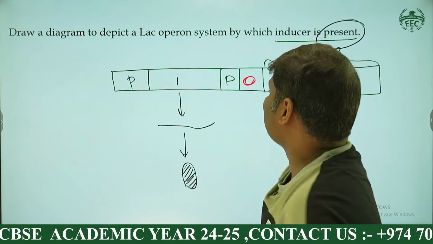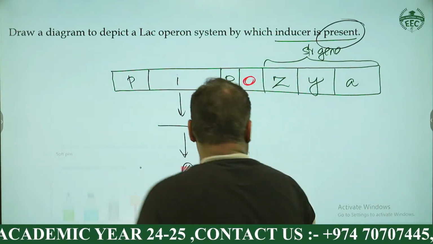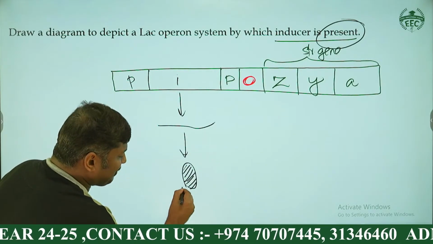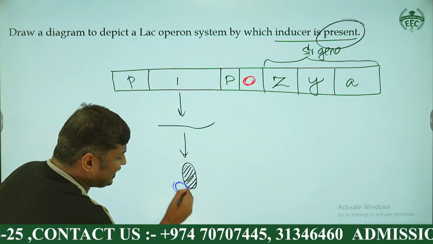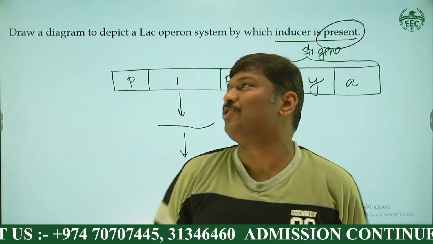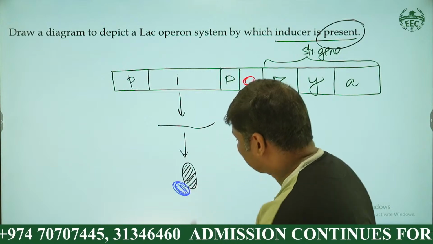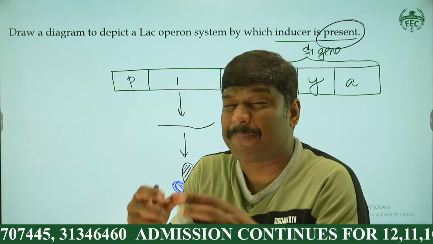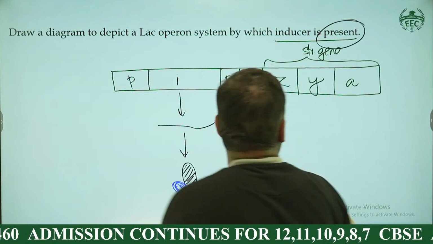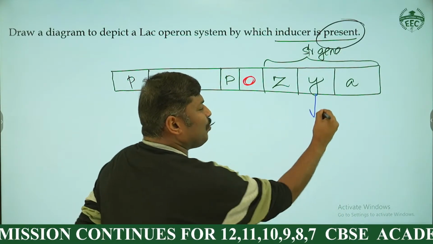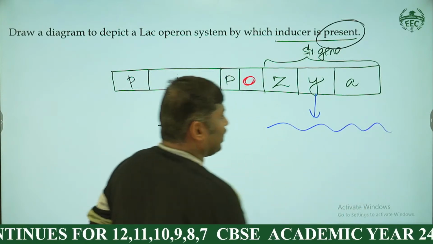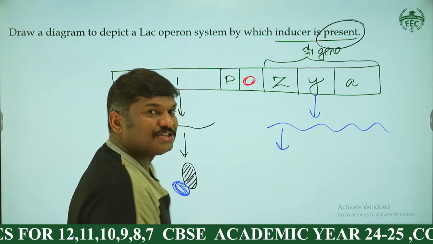Inducer is present. Look at the board, my dear student, the inducer is coming, and the inducer is attaching with the lactose. Only the lactose can be the inducer, and that lactose is attaching with the repressor, and the repressor is inactive, so the repressor cannot move into that area. Automatically what will happen? These Z, Y, A, the polycistronic gene, together make the mRNA, and from the Z, there is a chance for asking another question.